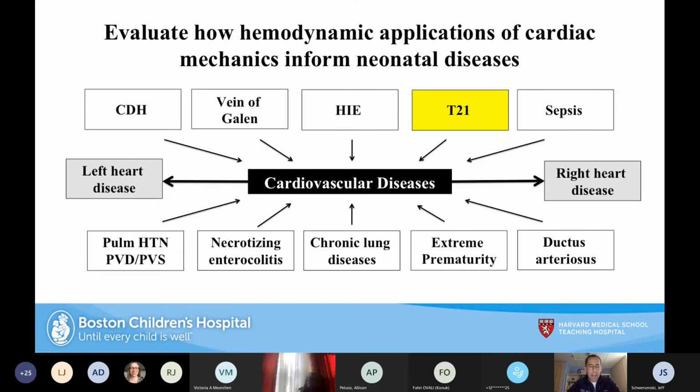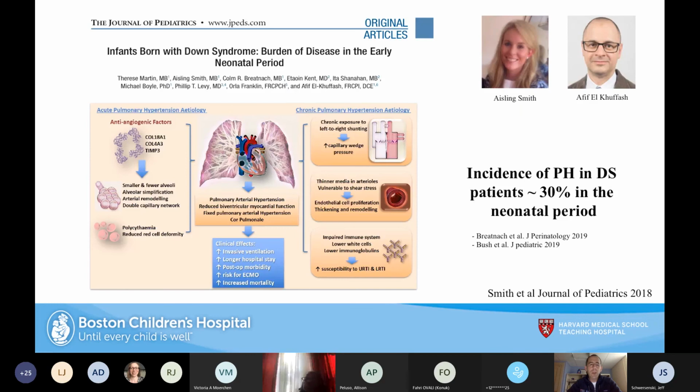And finally, the last example I wanted to give was trisomy 21. Down syndrome has long been a mystery to anybody who's cared for these babies. What we've learned over the last 5 or 6 years is that a baby born with Down syndrome is at risk to develop cardiac dysfunction and pulmonary hypertension.